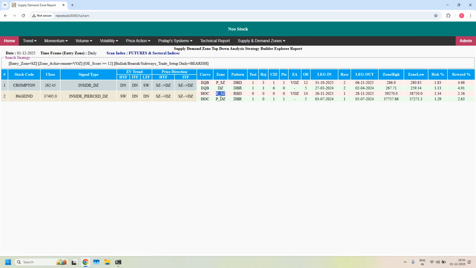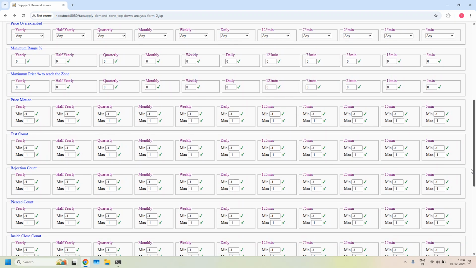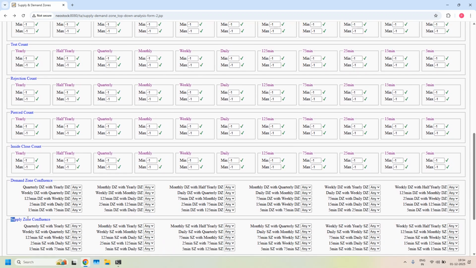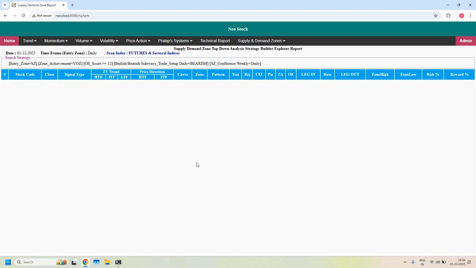Let's verify if this zone has a high probability of success. So I am applying the 2 strategies you learned in lesson 27. First strategy, first step: LTF and ITF supply zone confluence. Because it is a bearish trade setup, I am using supply zone confluence, LTF and ITF, that is daily and weekly supply zone confluence. By enabling the filter, we don't have any high probability trade setup daily supply zones that support the bearish trade setup. Okay, I am ignoring this report.